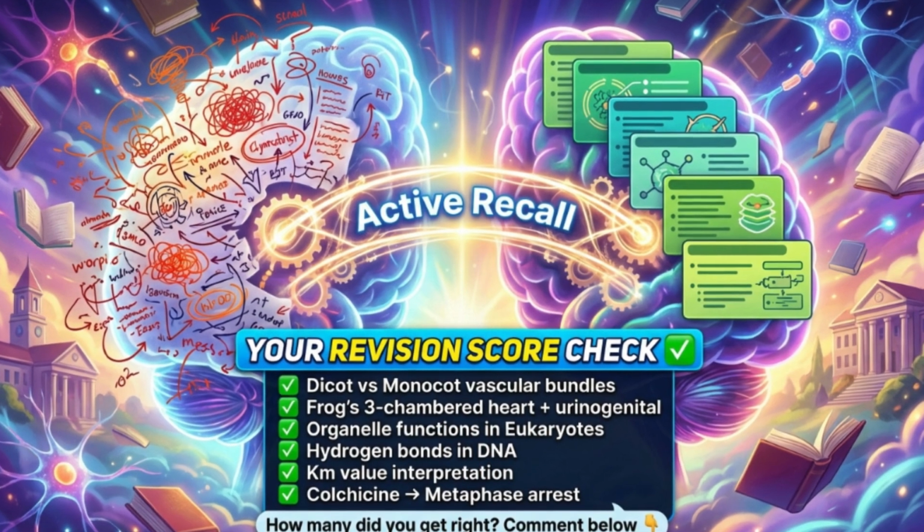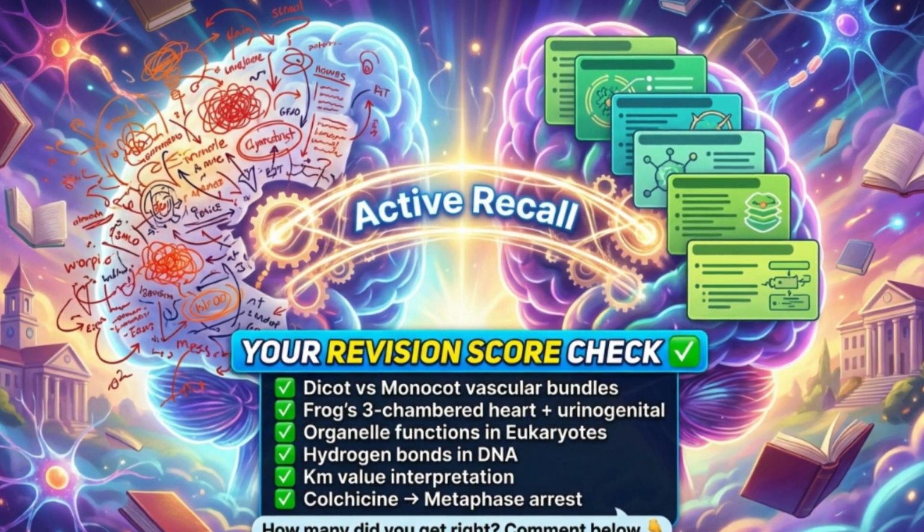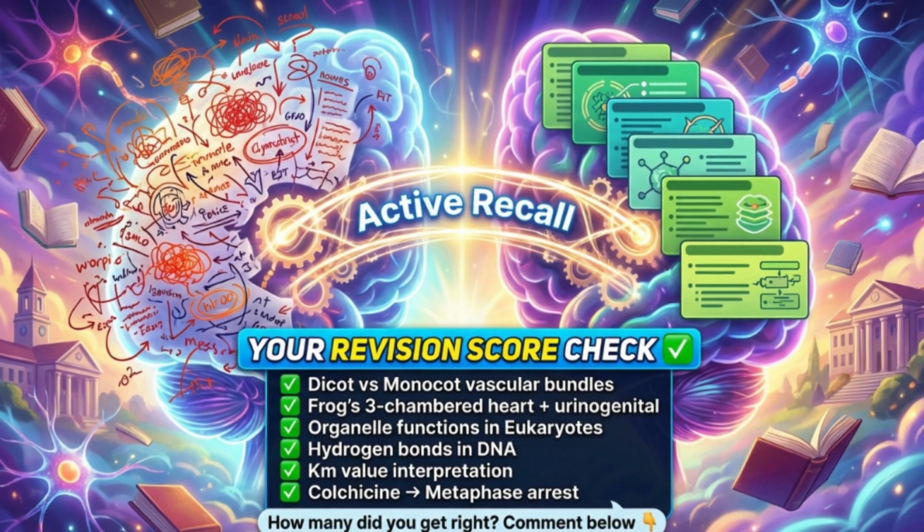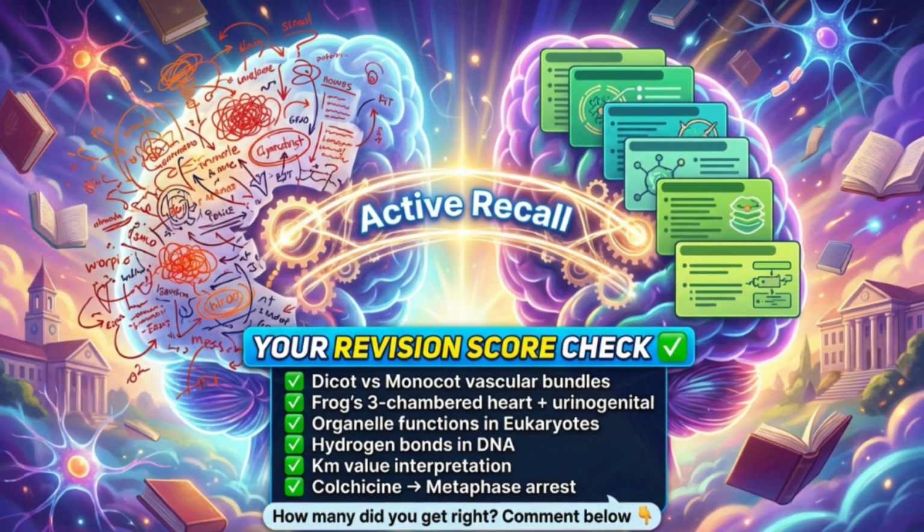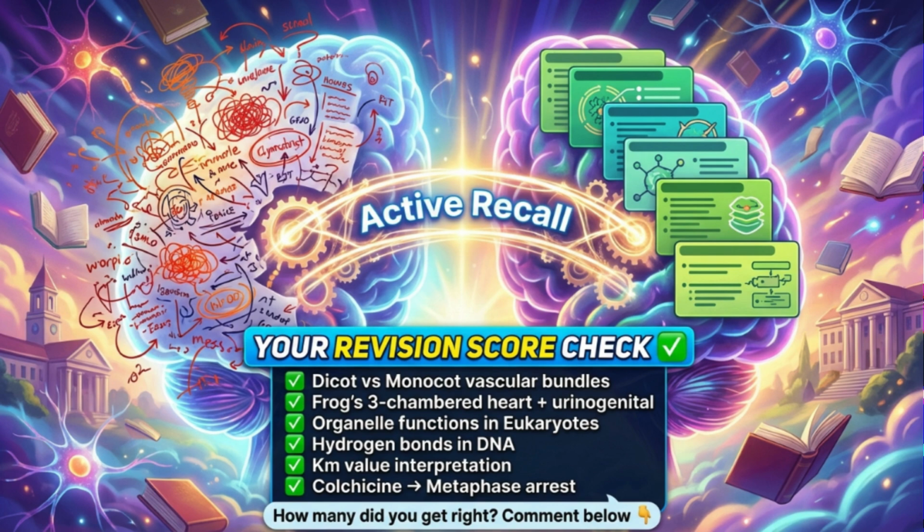Let's do a score check. 6 major concept clusters tested today. Dicot versus monocot vascular bundles, check. Frog's 3-chambered heart, combined urinogenital system, and tympanum, check. Organelle functions and the prokaryote distinction, check. Hydrogen bonds in DNA double helix, check. Km value and enzyme affinity, check. And colchicine arresting at metaphase, check.